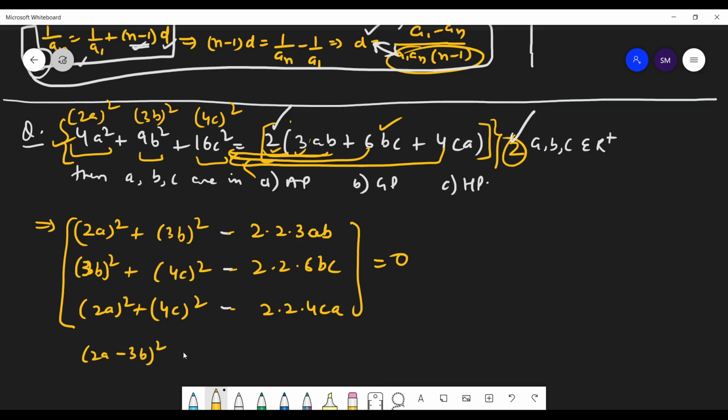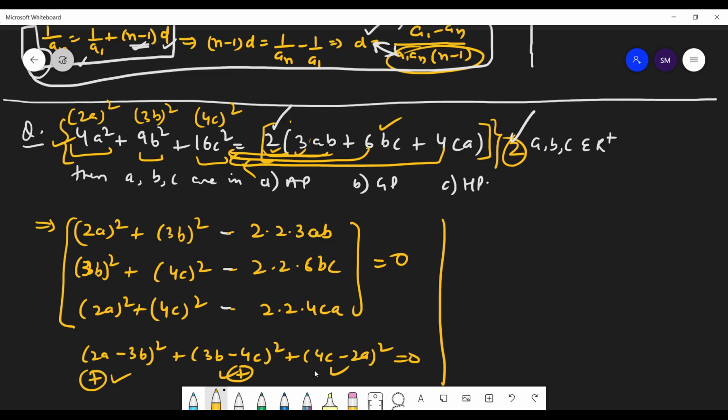2a minus 3b whole square plus 3b minus 4c whole square. See, a simple trick has done the work for me, and we have done it already. If 3 perfect squares sum to 0, what shall I do now? Is it possible that the sum of 3 positive numbers is 0? How can it be possible? So they are either 0 or positive, perfect squares. So what shall I take them, positive or 0?